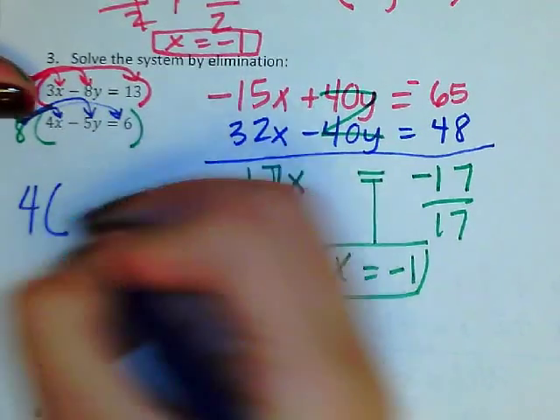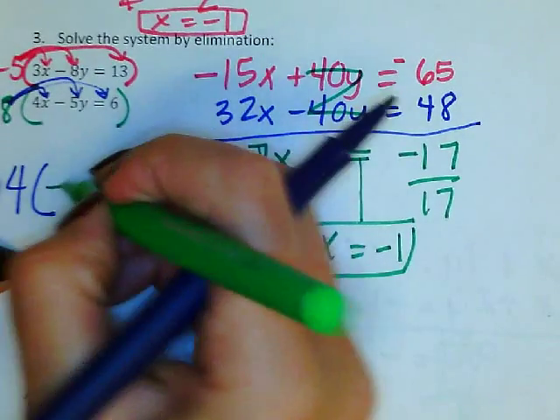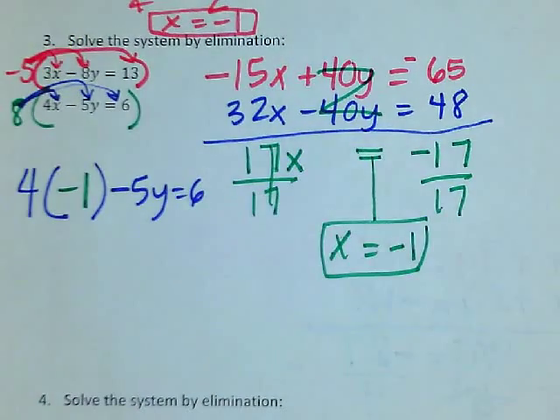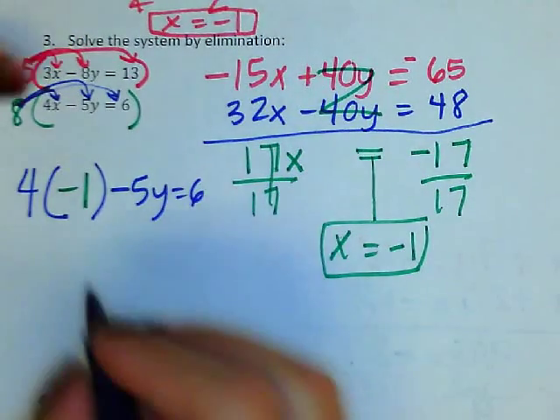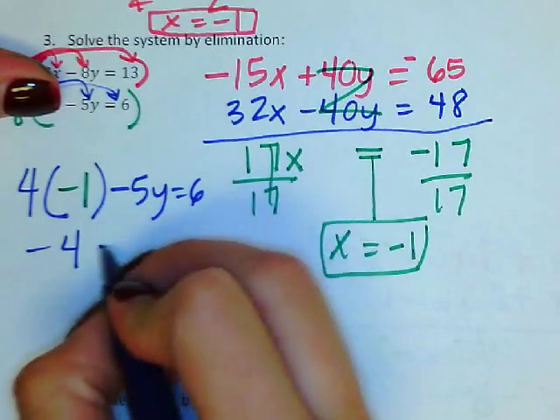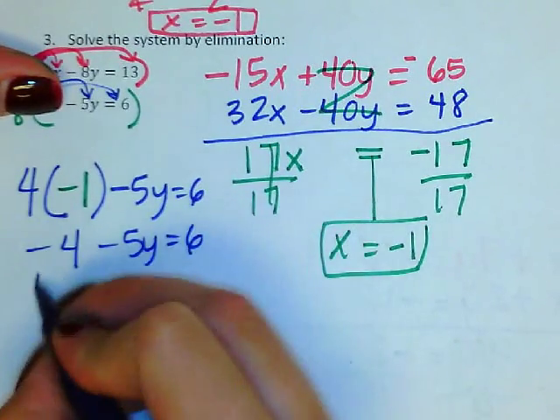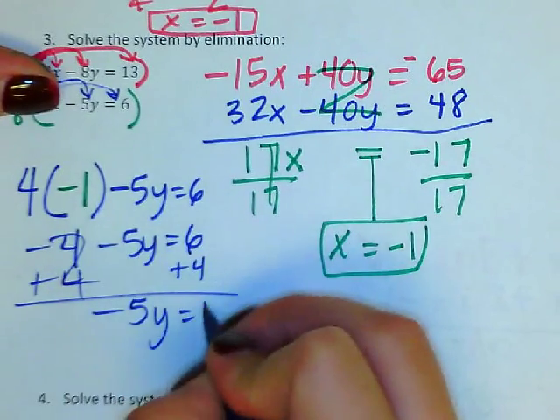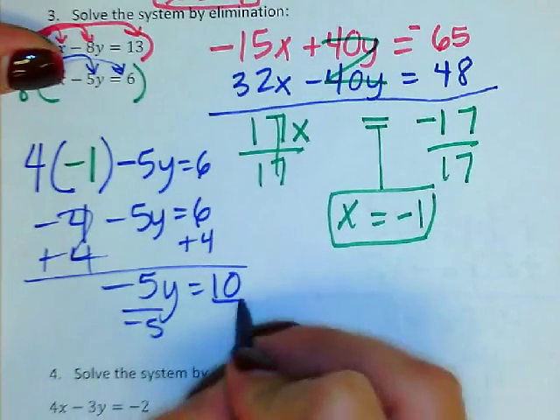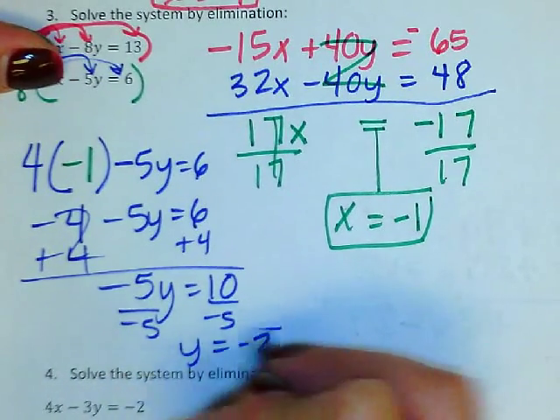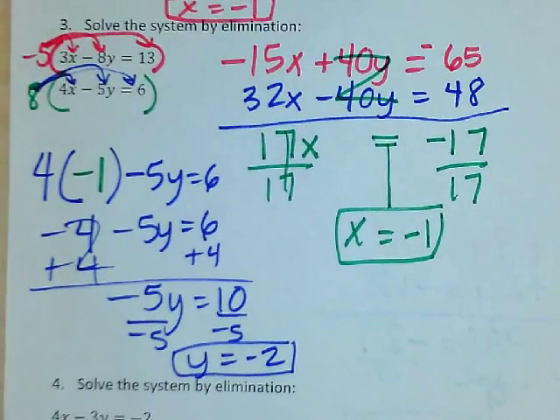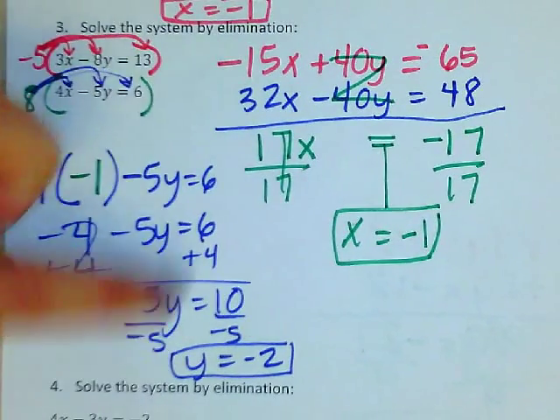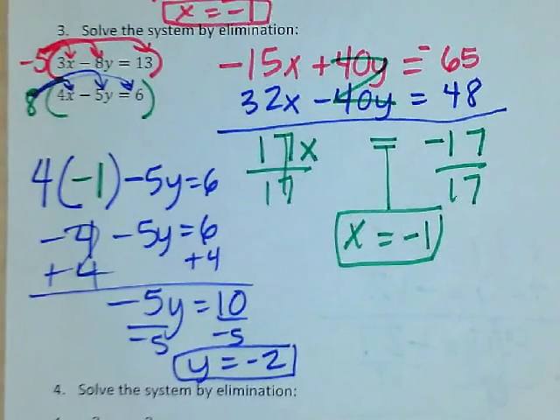So I'm going to have 4, and now I know that x is -1. Okay. And so now I'm going to have -4 minus 5y equals 6. And I'm going to add 4, and then divide by -5. So y equals -2. And again, your next step would be to plug these into the calculator, and instead of the letters, you will put the answers, and the calculator will tell you if it's true or false.